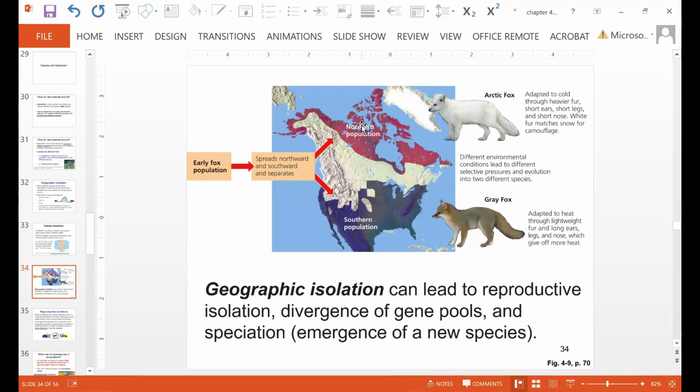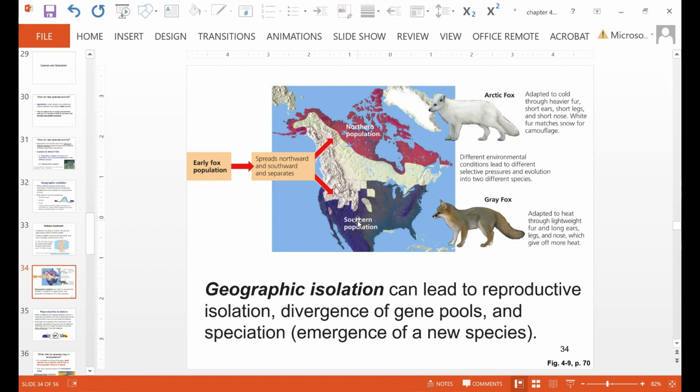Now these two populations were isolated geographically for a long period of time, and they lived in different environmental conditions. So this northern population adapted to cold. They grew to be a population of heavier fur. They had short ears, short legs, and a short nose. All of these adaptations are good for living in the cold. And they had white fur to match the snow for camouflage.